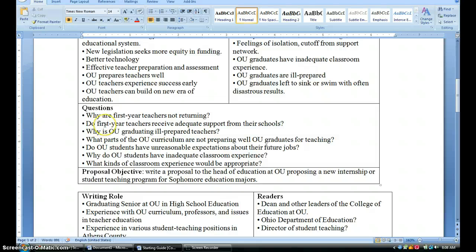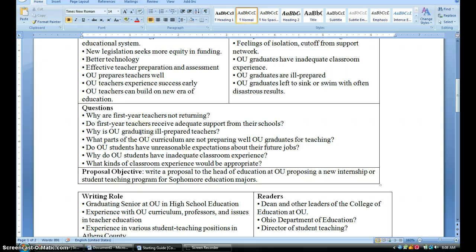Second, do first-year teachers receive adequate support from their schools? Again, that's part of the problem, but he would have to go around and look at all of the support from the schools in the area and see how the teachers are being supported. That's too big, and it's also not centrally connected to his A-B dissonance because he's trying to look at how well they're prepared at OU.